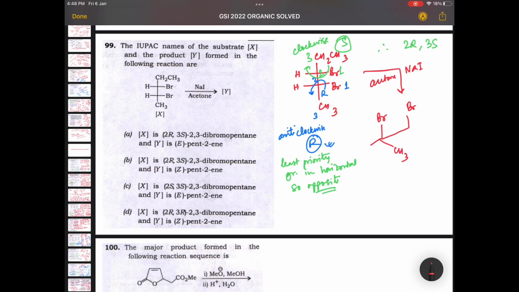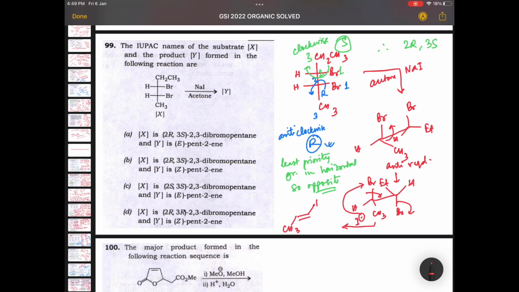So let us write the substrate in Sawhorse configuration. This is the substrate in Sawhorse configuration. We can write it as such. Now we should rotate the bond so that the two bromides are in the anti-periplanar configuration. So let us rotate the bond, and anti is required for this particular reaction to happen. After that, the iodide actually takes the bromide and kicks another bromide out from the molecule, and we get the E alkene.